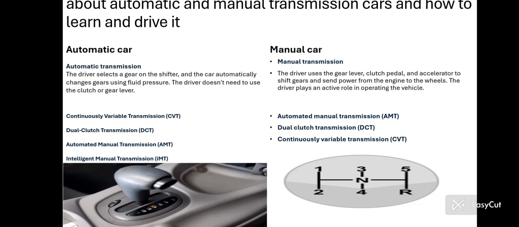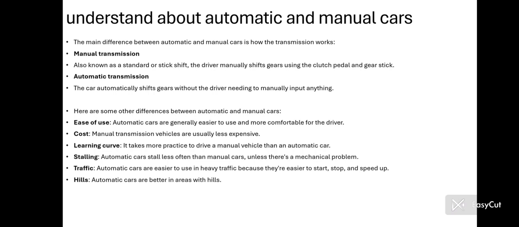And here are some types of car transmission. CVT, continuously variable transmission, dual clutch transmission, DCT, and automated manual transmission, AMT. These transmissions can be found in both automatic and manual cars. Automatic transmissions are more expensive to produce than manual transmissions, so they are generally more expensive to insure. However, there is no difference in regular motor insurance costs for automatic and manual transmission vehicles.